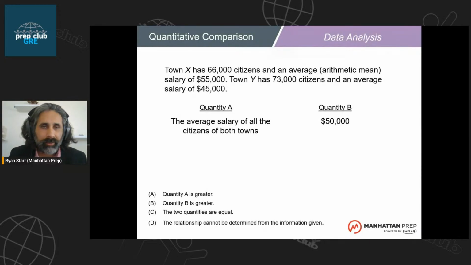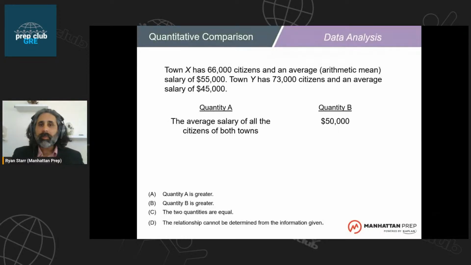But it's not the best way to go about this one. Because nowhere is this whole compare, don't calculate advice more salient than in quantitative comparison questions that look like this. By look like this, I mean they have a fairly complicated thing to figure out in quantity A, and they have a plain old number in quantity B.